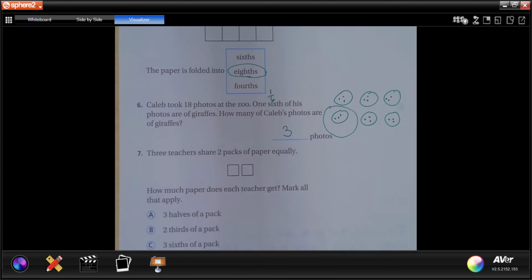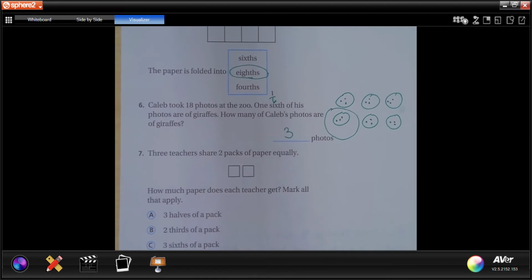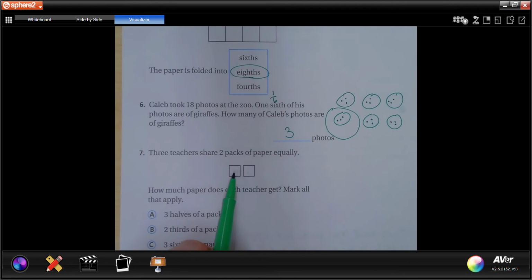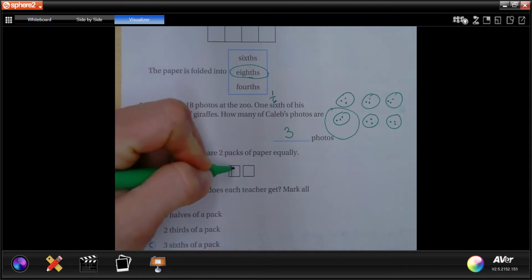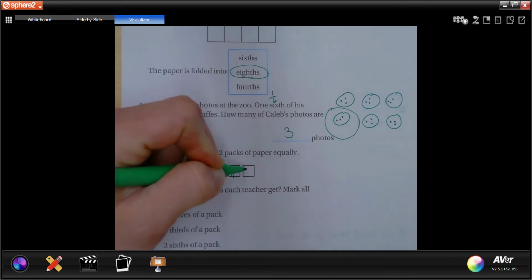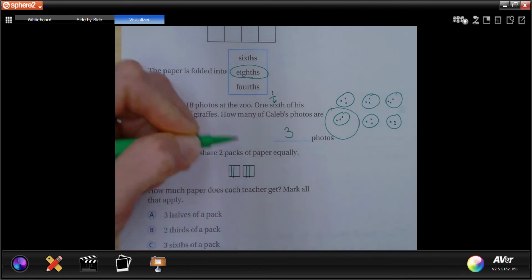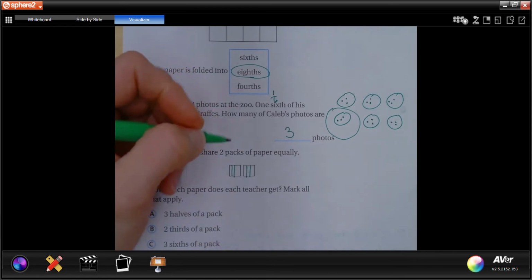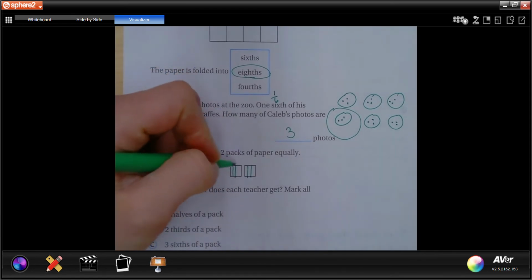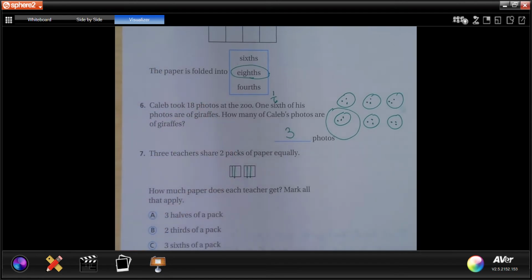Number 7. 3 teachers share 2 packs of paper equally. Okay, well we have our 2 packs of paper, and it needs to be split equally for 3 teachers. So 1, 2, 3. 1, 2, 3. So we know that each teacher has this split equally. So there are 1, 2, 3 thirds here and 1, 2, 3 thirds there.